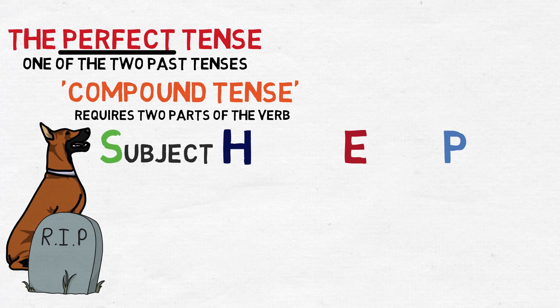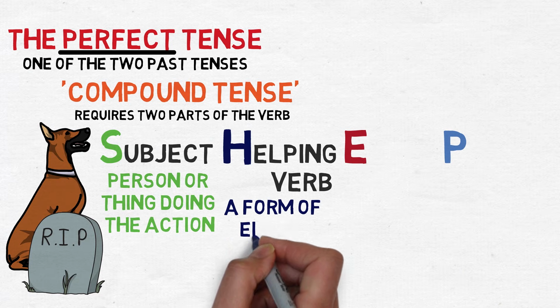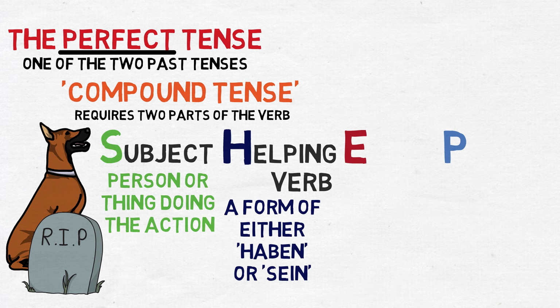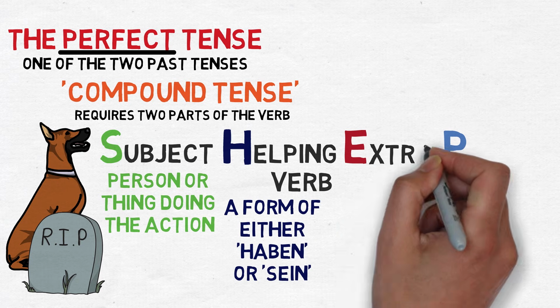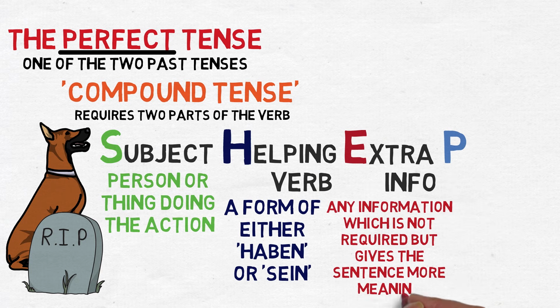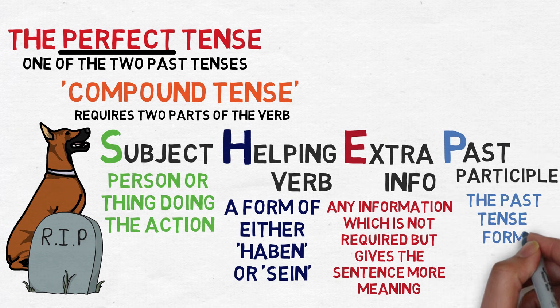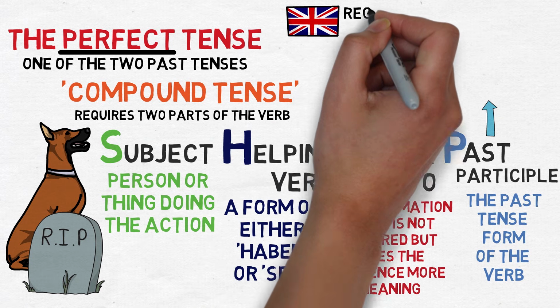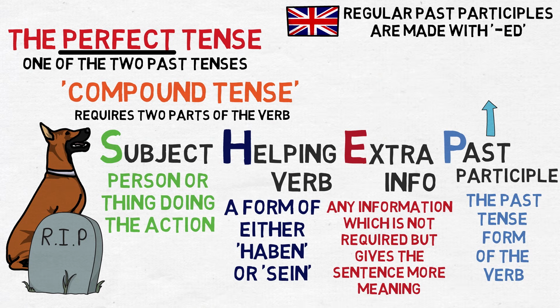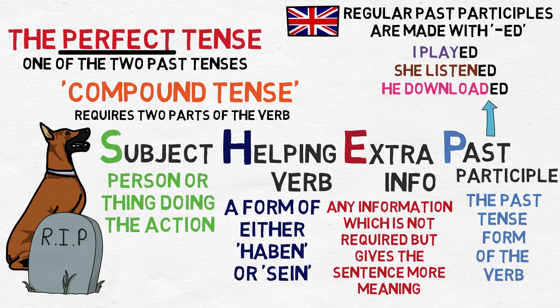S. Subject. The person or thing who is doing the action. H. Helping verb. This is a form of either haben or sein, depending on the subject and the action being done. I'll talk more about this shortly. E. Extra information. Any information which is not required but helps to give the sentence more meaning. And P. Past participle. The name given to the past tense form of a verb. In English, regular past participles are formed by adding ed. For example, I played, she listened, he downloaded, etc.